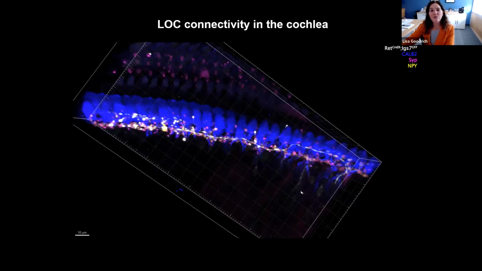But in this case, now we're labeling an LOC. It's been stained for synaptophysin to label the presynaptic puncta. And in this case, we've also stained for NPY so that we can capture that peptidergic population. And then for calretinin, again, so we can see the hair cells, but also to be able to distinguish the different types of spiral ganglion neuron terminals underneath the hair cells.